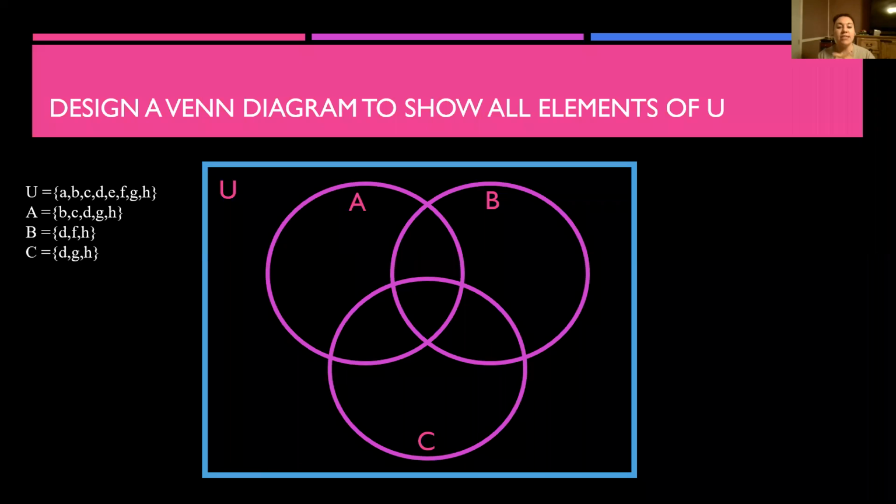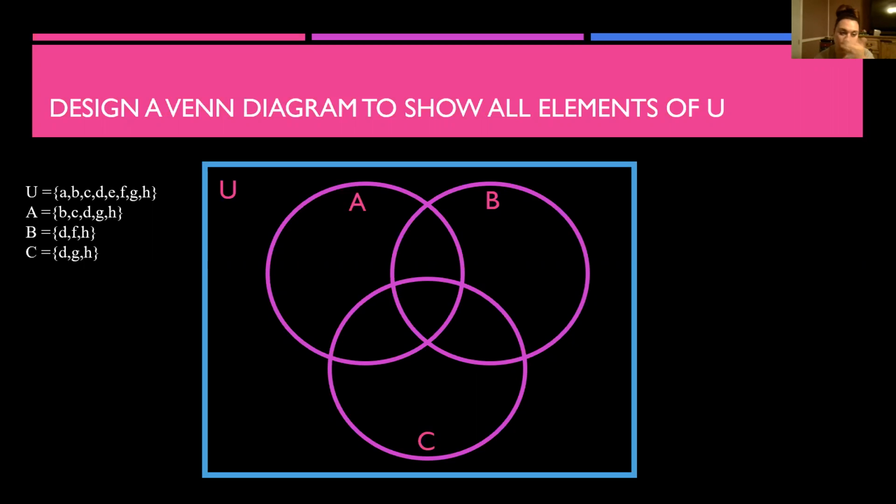Okay, so design a Venn diagram to show all elements of U. U is our universe, and then inside we have a diagram with three circles: circle A, circle B, circle C. Anything in the middle, like this section here, is what is in both A and B, and this is what's in both B and C. This one is A and C, and this small area in here is what's in all of A, B, and C.